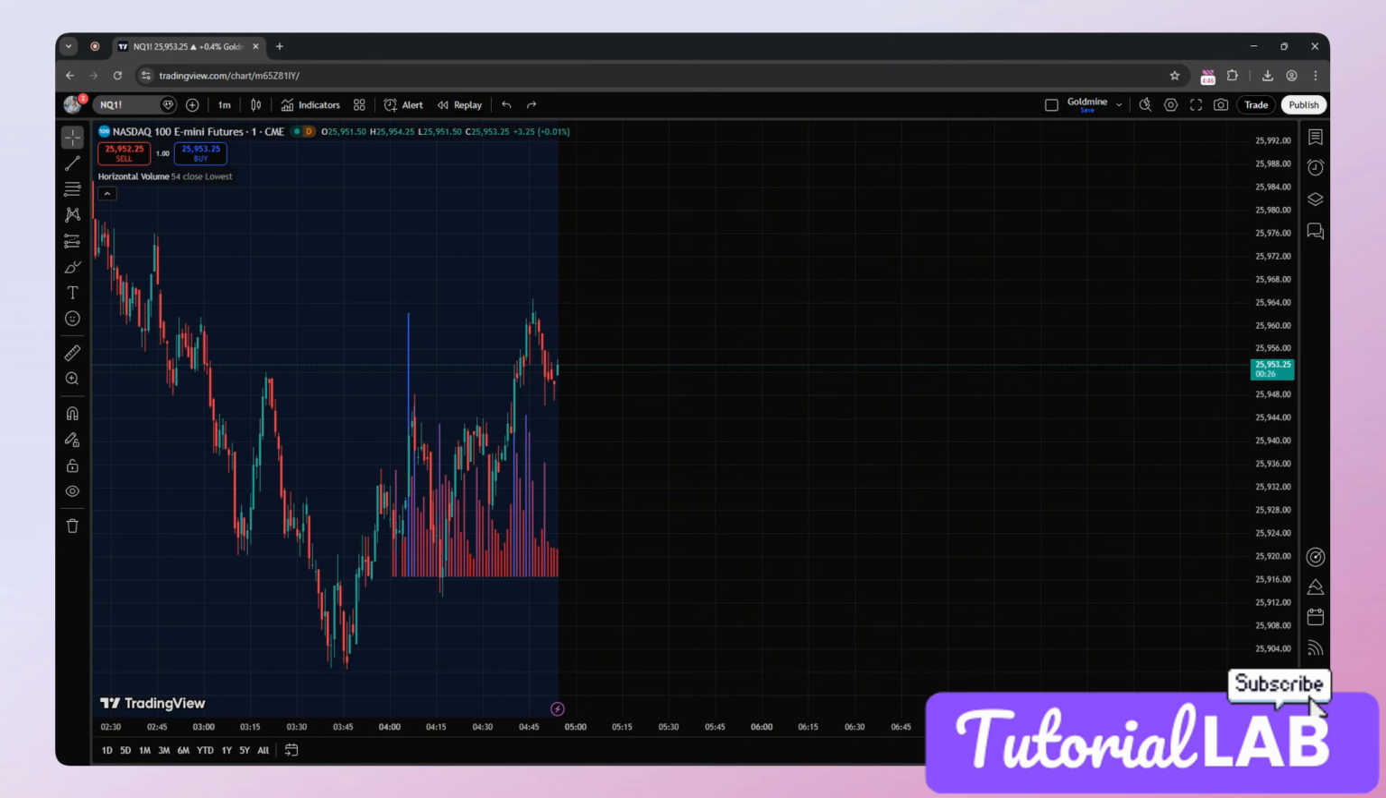Use MACD for momentum confirmation. Use Bollinger Bands to spot volatility-based moves. Use a volume profile to identify key zones. Watch candlestick patterns for reversal signals. By combining these tools, we can make smarter entry and exit decisions without relying on moving averages.